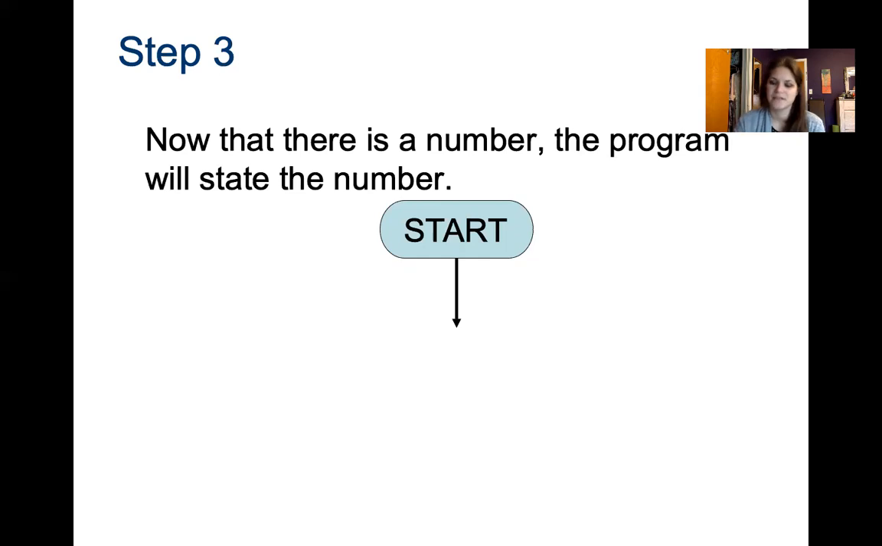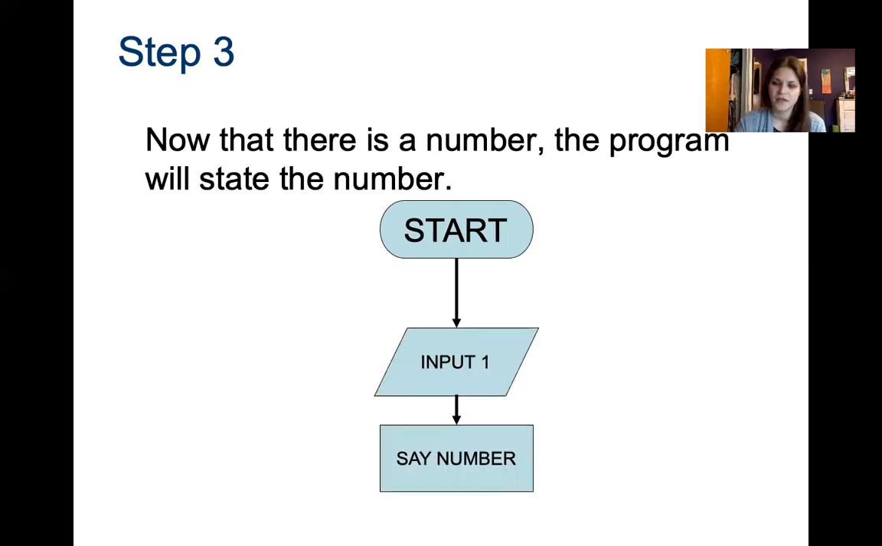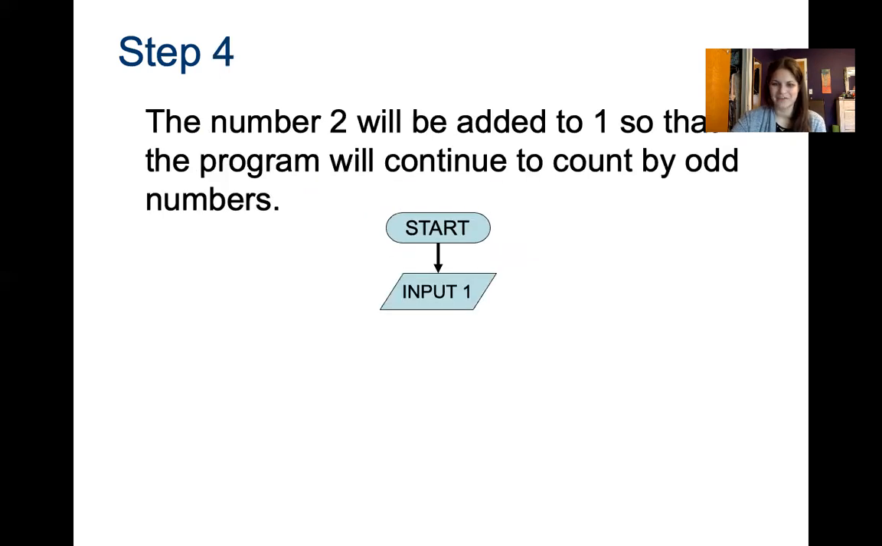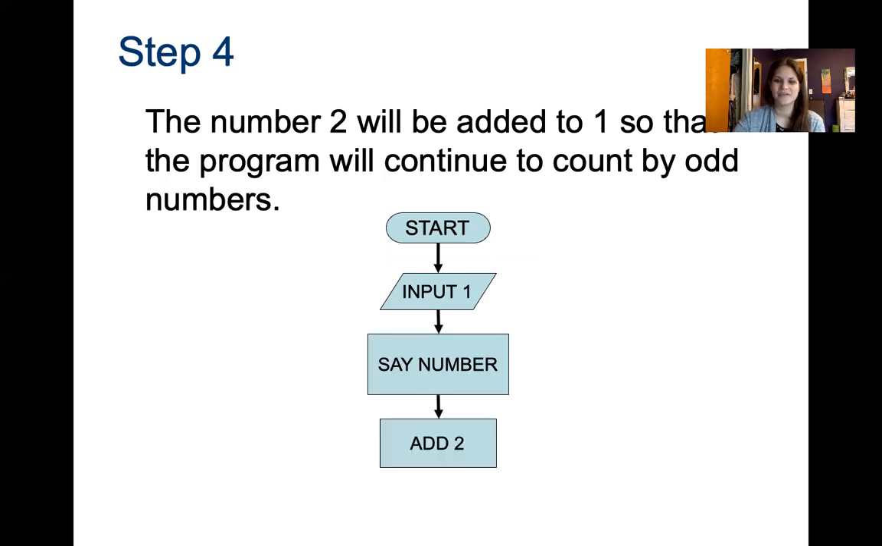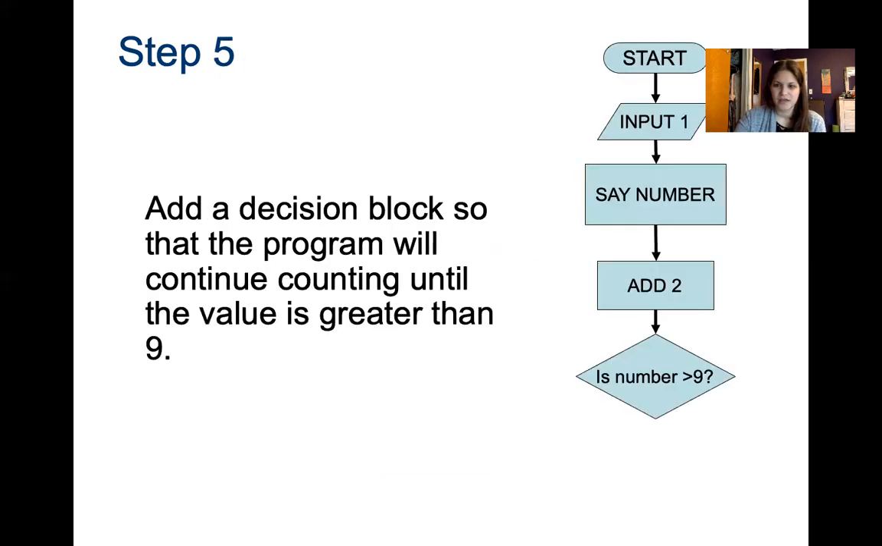So the next thing that we would do is we would input the number, and then we would say the number, have the computer say the number, or you would say the number, however they're describing this. And then we're going to add 2 to that number. So we inputted 1, we said 1. Now we're going to add 2. And if we do that, now we need to make a decision. Is the number greater than 9?